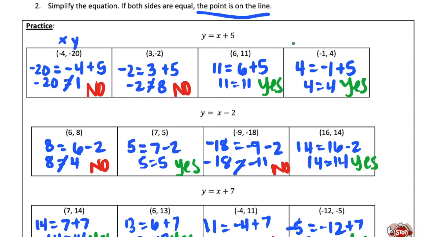So you want to make sure you plug in all of your x's and y's very carefully. Remember, they are in the order x, y. So just be careful as you're plugging those in because that's where people make the little mistakes there.